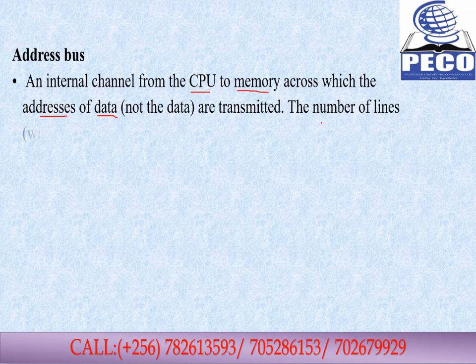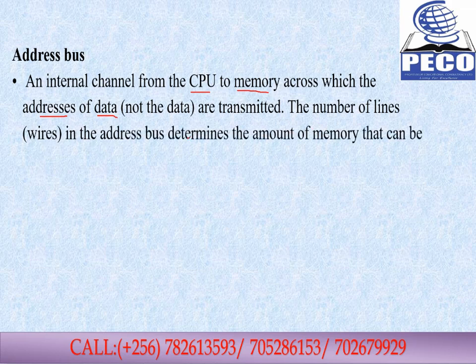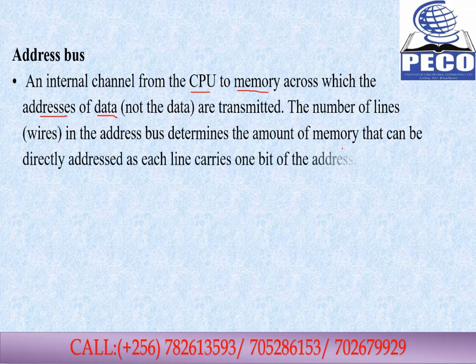So the number of lines or wires in the address bus determines the amount of memory that can be directly addressed, as each line carries 1 bit of the address. That means you also need several channels for the address only, in case you are to access several data items in your memory.